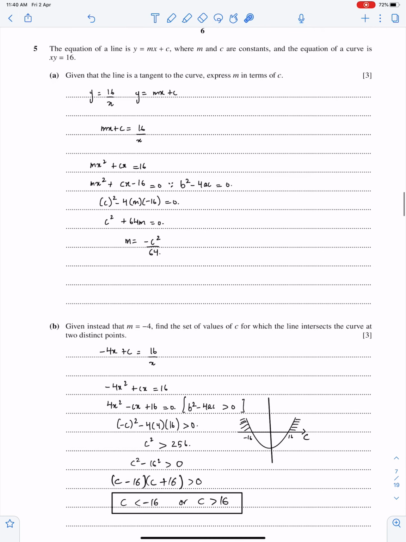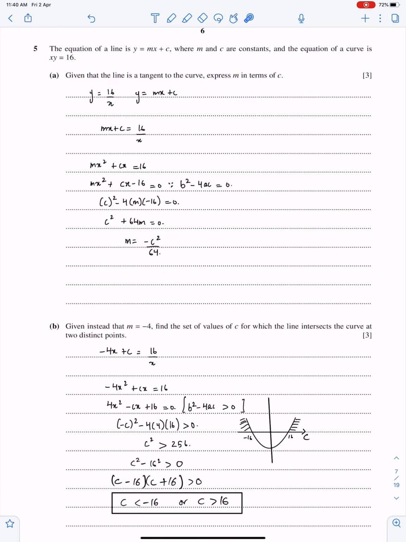Next question. The equation of a line is this, and the equation of a curve is this. Given that the line is tangent, that means b squared minus 4ac equals 0. So first you need to equate both the y's in order to get the standard quadratic equation. This is the standard quadratic equation. Now substitute a, b, c into this discriminant. When you substitute the values of a, b, c here, you will get this.